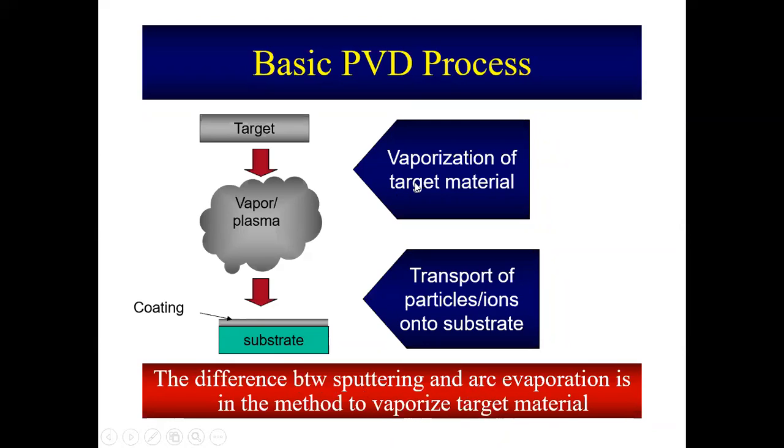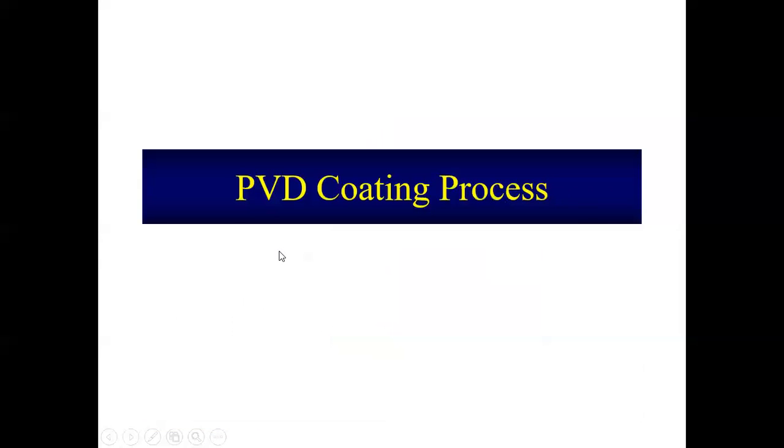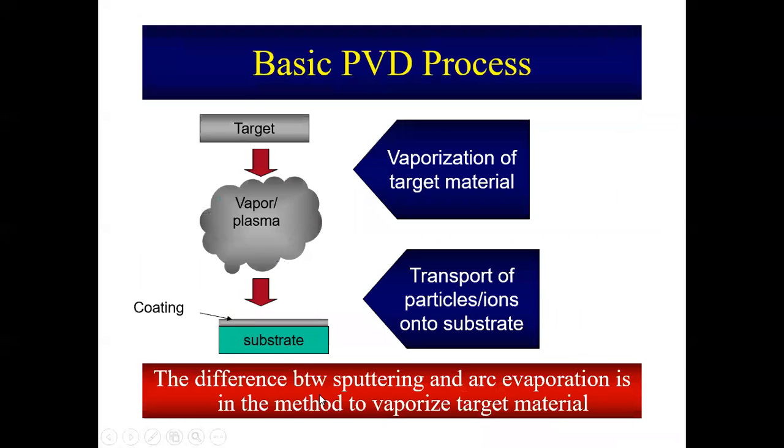As mentioned just now, in the PVD process we're going to cover two: one is sputtering, the other one is arc evaporation. The difference between sputtering and arc evaporation is on how we vaporize the materials. Transportation of particles or ions is the same for both. But how the solid target material is transformed from solid to vapor is different between sputtering and arc evaporation.